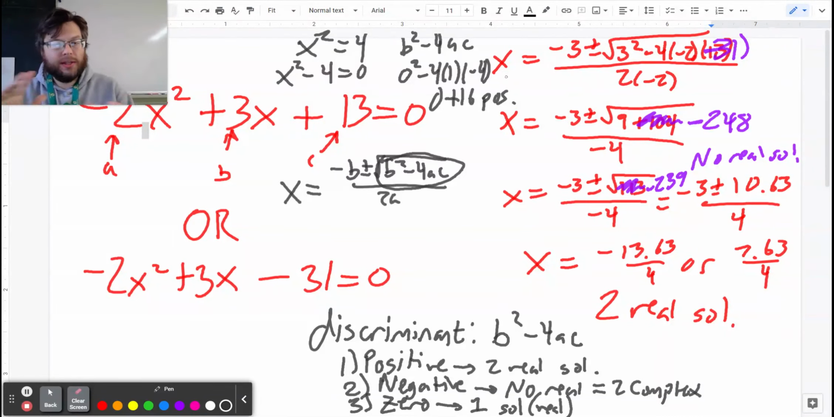So you don't need to know the fancy discriminant word. Really, if you try to solve a problem, you take the square root of a negative, no real solutions. Take the square root of 0, one solution. Take the square root of a positive, two real solutions.